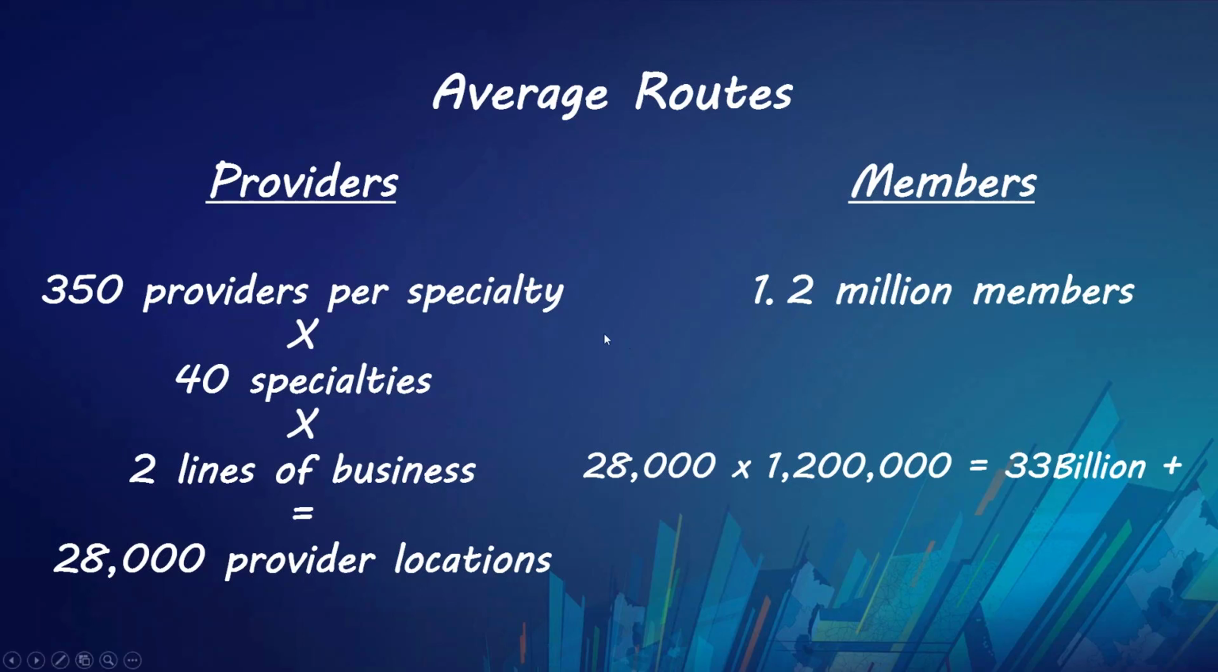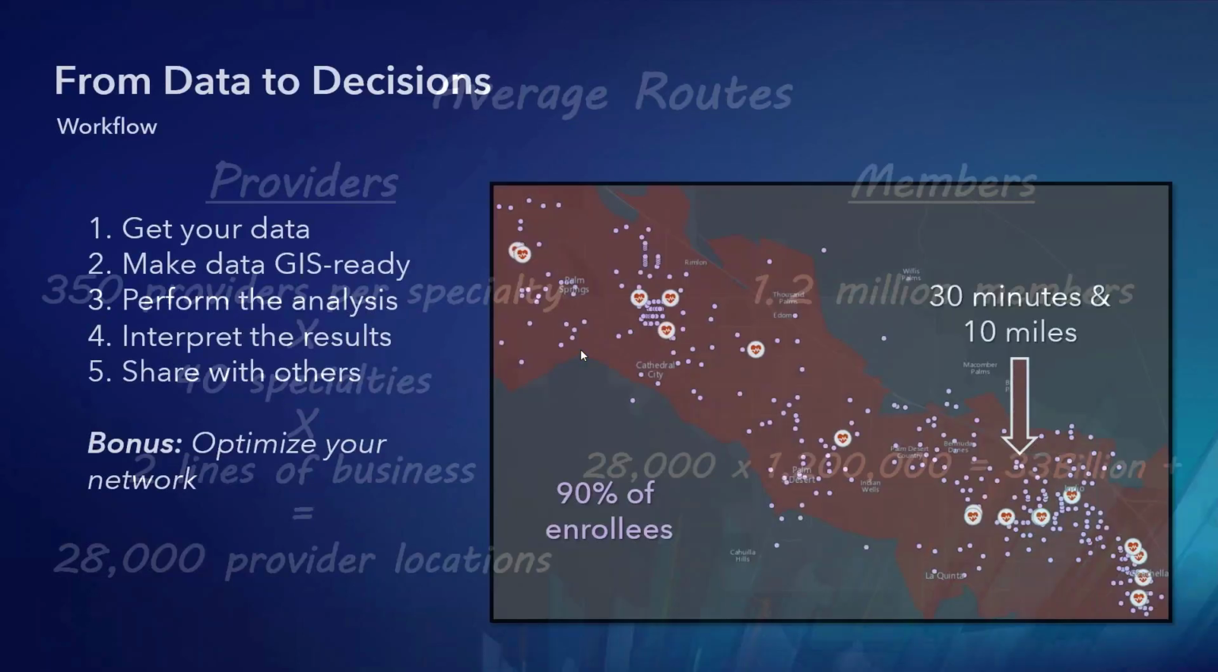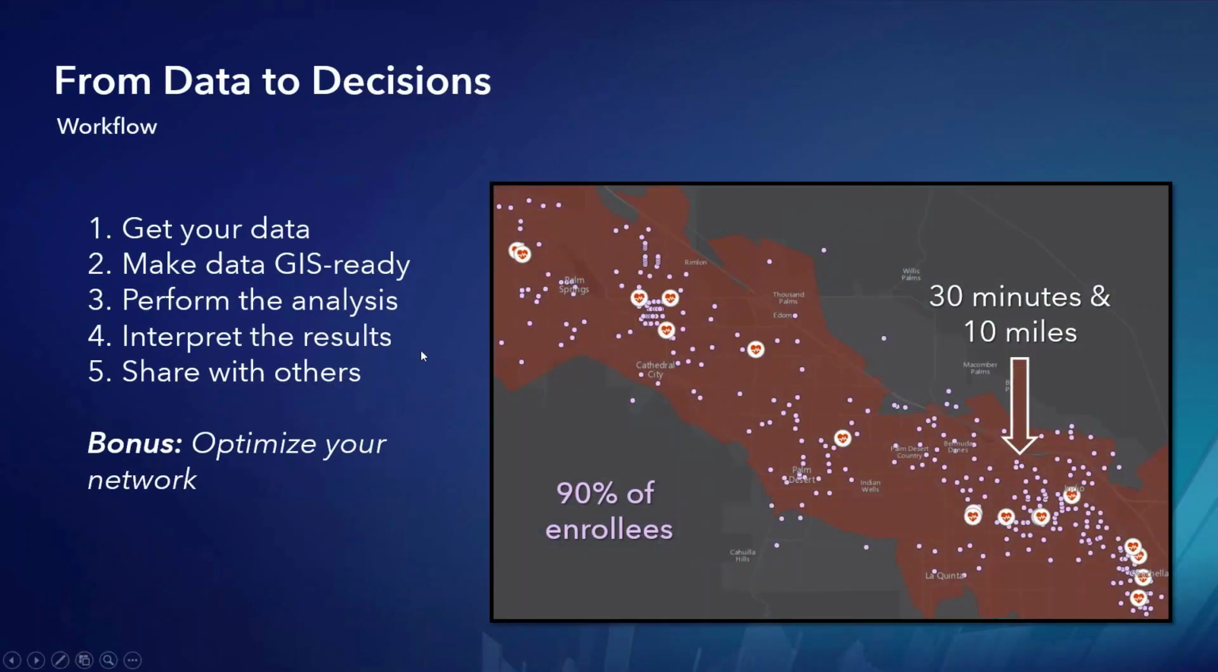I'm going to walk through a 5-step workflow where I'm going to look at getting data ready, getting access to your data from different sources, making that data GIS ready, performing analysis, interpreting the results, and then sharing this information with others. And I'm also going to add another step in there on how to optimize your network and evaluate adding different facilities.